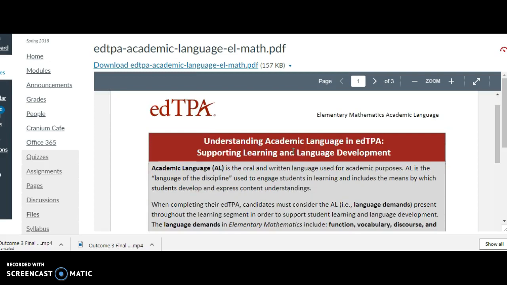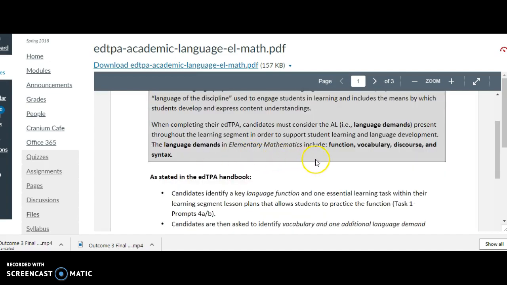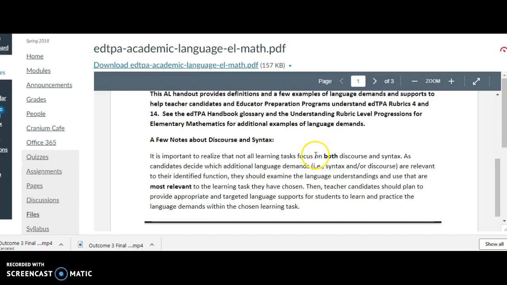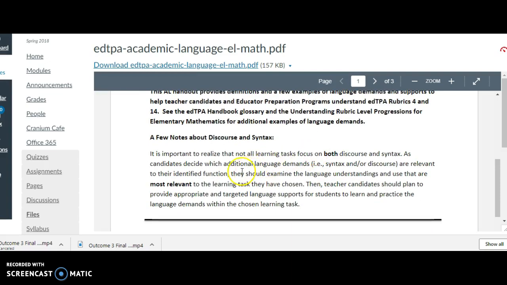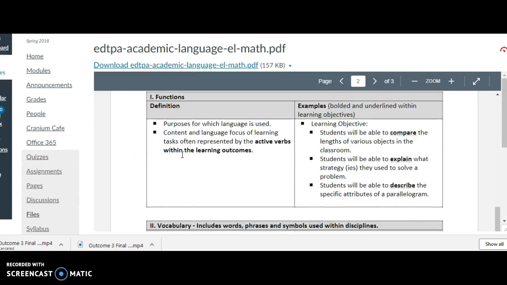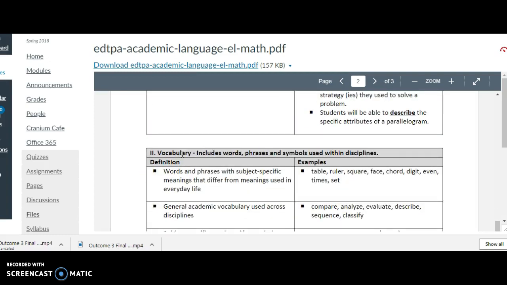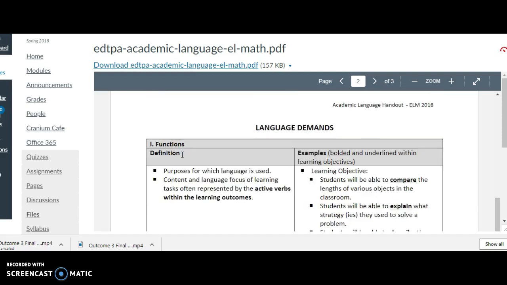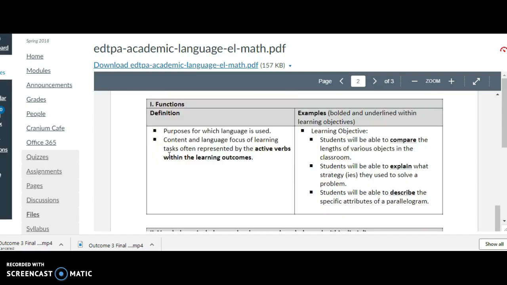So this doc explains the EdTPA language for math, and you can read it in your own time, but what I will scroll down to is, here's where they say not all tasks focus on both discourse and syntax, are the definitions. So it really goes through each one. So it says, all right, for vocabulary, and here's an example, functions, language function. Oh, it starts with function, good.